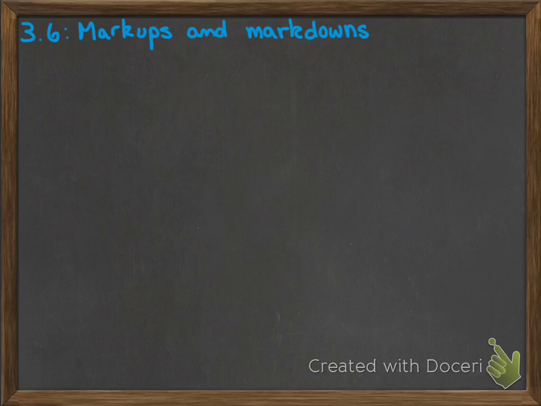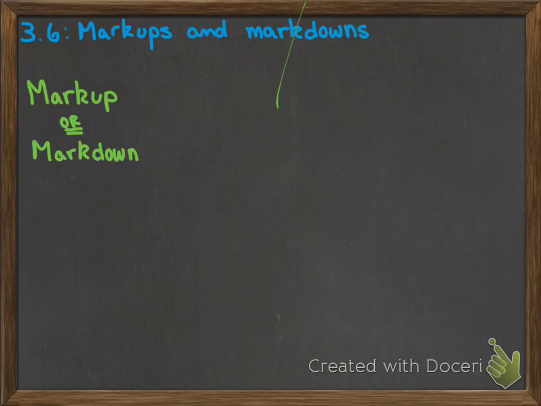3.6 is called Markups and Markdowns, and it's specifically talking about money in the marketplace, so how much money a store buys something for, how much they sell it for to you, and then how much you buy it for if it's on sale. So we have markups and markdowns, so we'll talk about these all in respect to each other, and then we'll also introduce a couple of new terms. So we'll have cost, selling price, and sale price. So let's go ahead and get started.